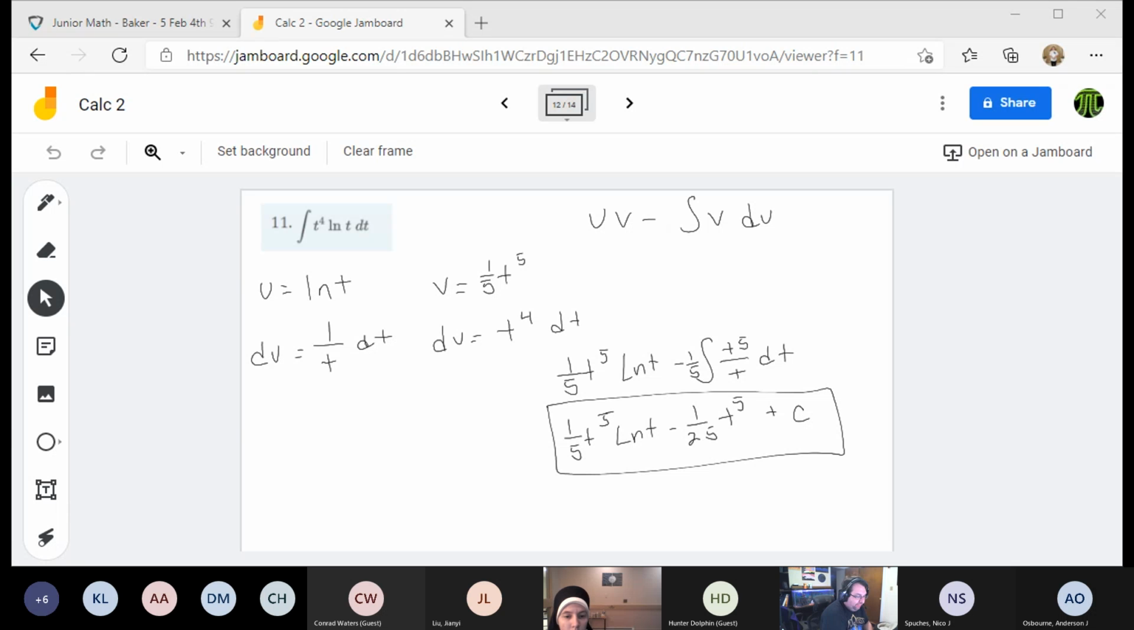So we get 1/5 t to the fifth ln of t minus, and then I always try to pull out my constants there. It makes your life a little bit easier. So I get the 1/5 and then the integral of t to the fifth over t, which is just t to the fourth dt. So I get 1/5 t to the fifth ln of t. And then I have 1/5 times 1/5, which gives me my 1/25 t to the fifth plus c.